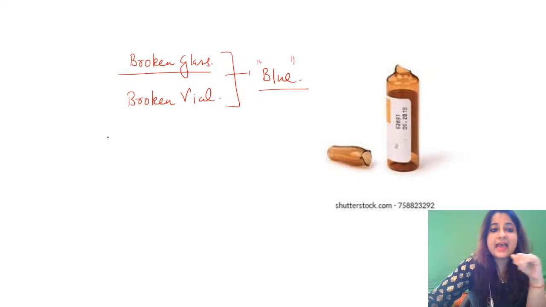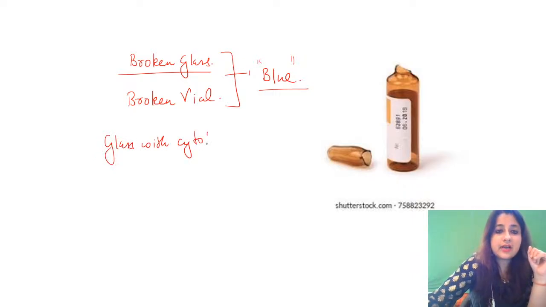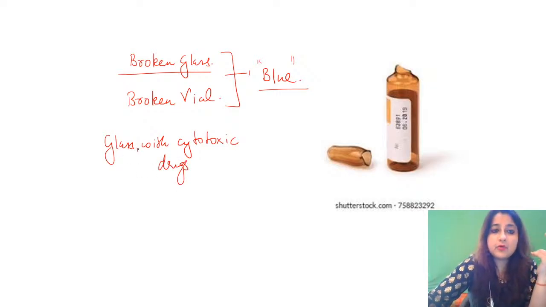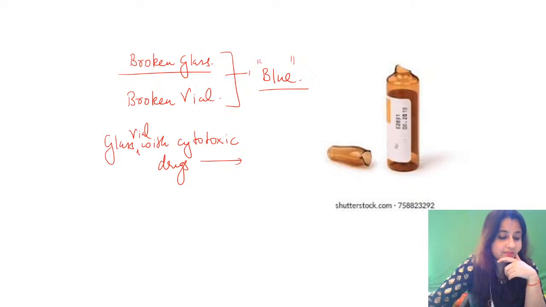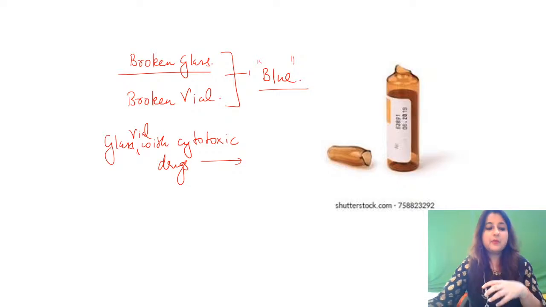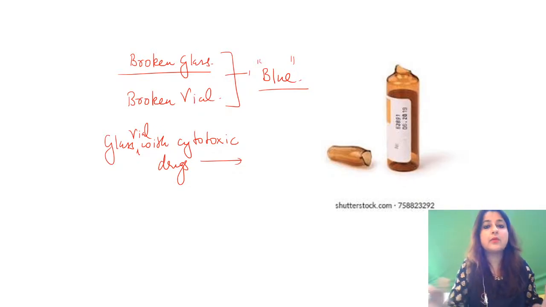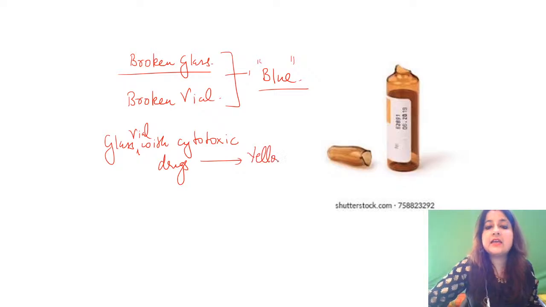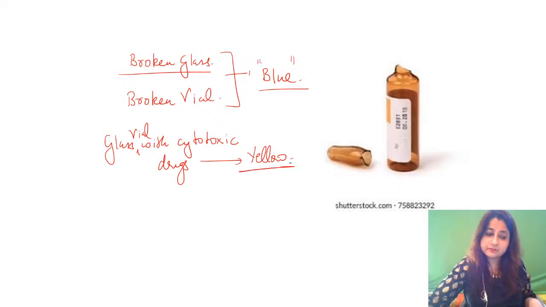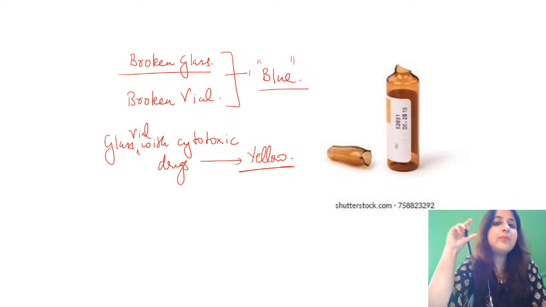Suppose I have a glass vial or ampoule which has cytotoxic drug in it. Where is this going to go, guys? Glass vial with cytotoxic drugs. Very good, Pooja. With cytotoxic drugs or discarded medicine, even if it's a glass vial, it will go into a yellow color bag. Is that clear? But broken glass or broken vials always go into the blue color bag.